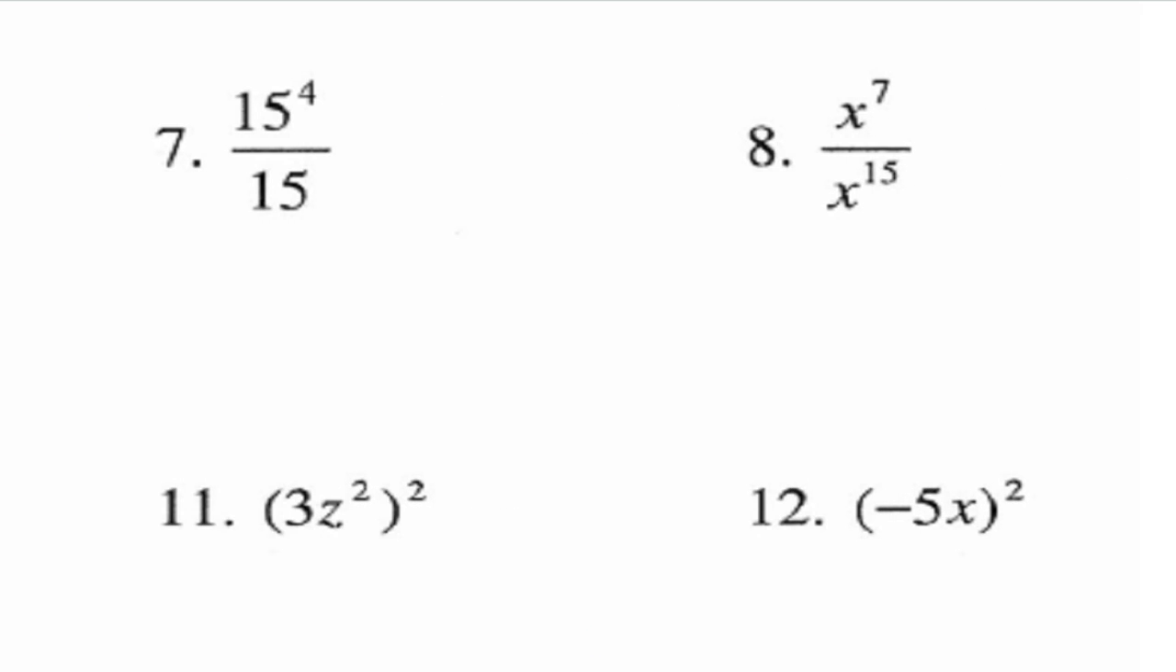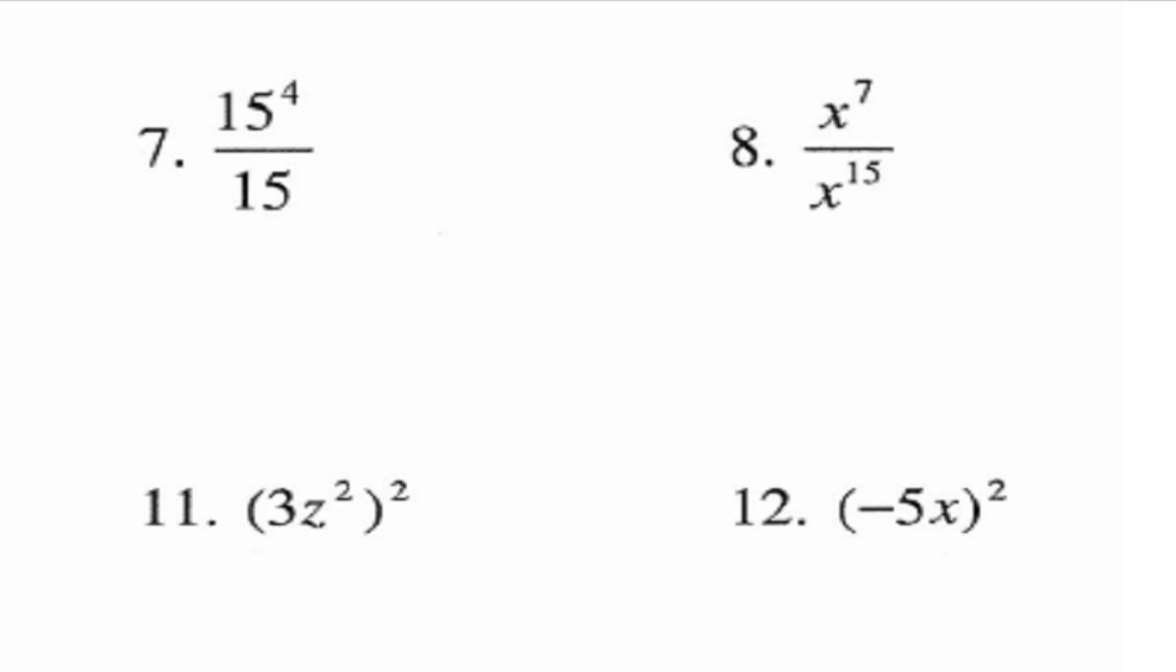Look at number 7. Some kids will go, oh, these 15's will cancel out, and the answer will be 4. Oh, that's a horrible, horrible idea. This is going to be 15 to the 3rd power. And again, the best way to think of it is canceling.